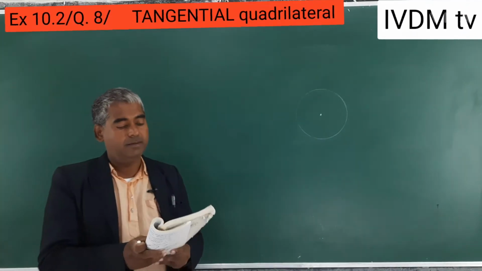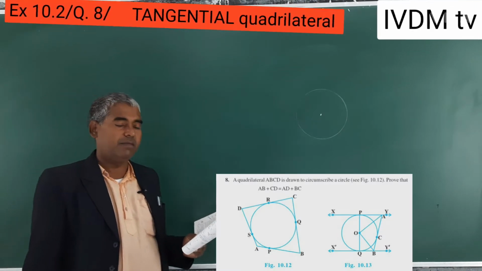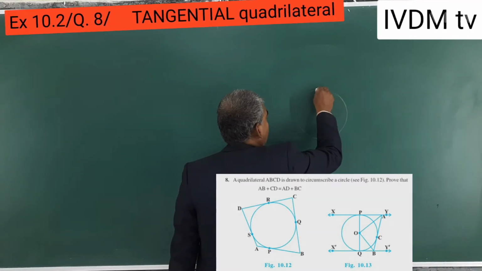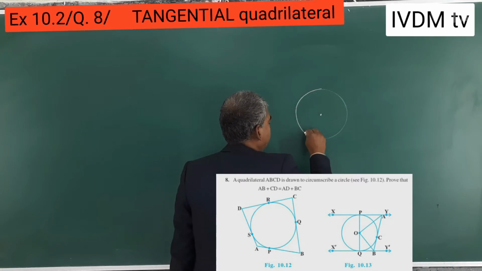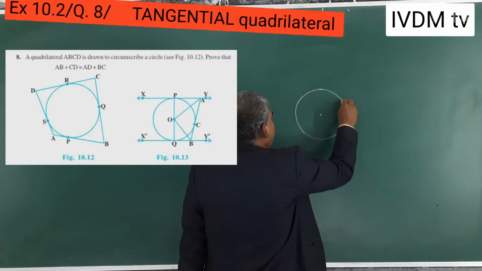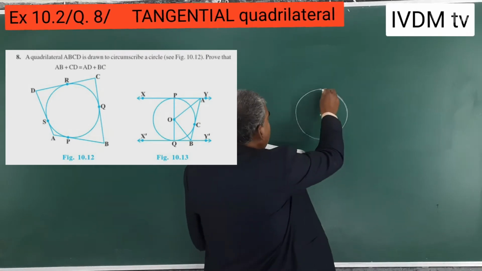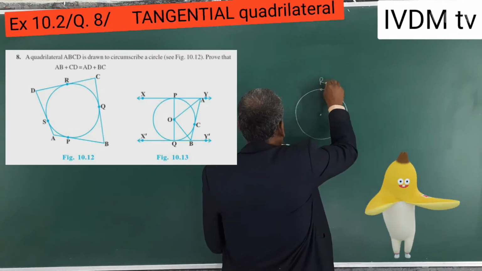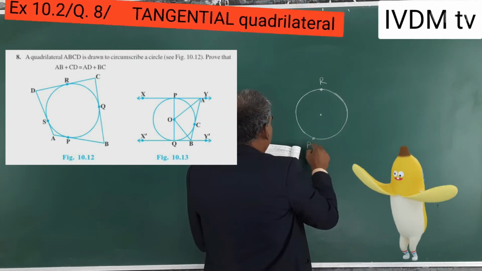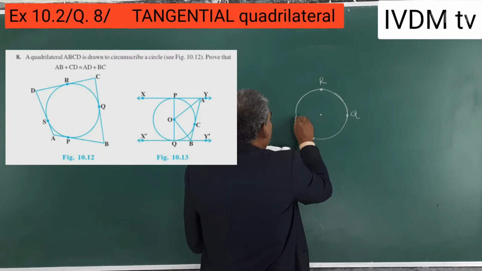So question number 8. A quadrilateral ABCD is drawn to circumscribe a circle. Prove that this. So, this is the circle. And at random we have taken any 4 points. This is the center. At random, the 4 points are, just as in your book, P, Q, R, S. This is P, then Q, then R, and then S. 4 points at random.